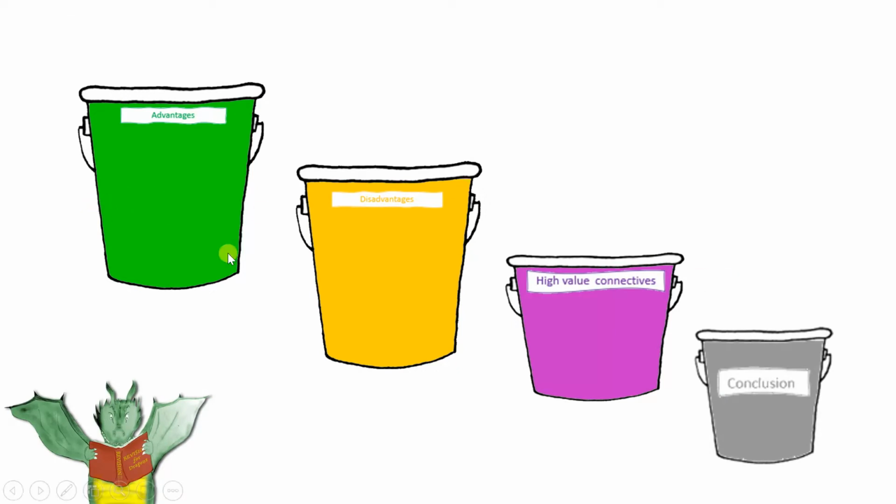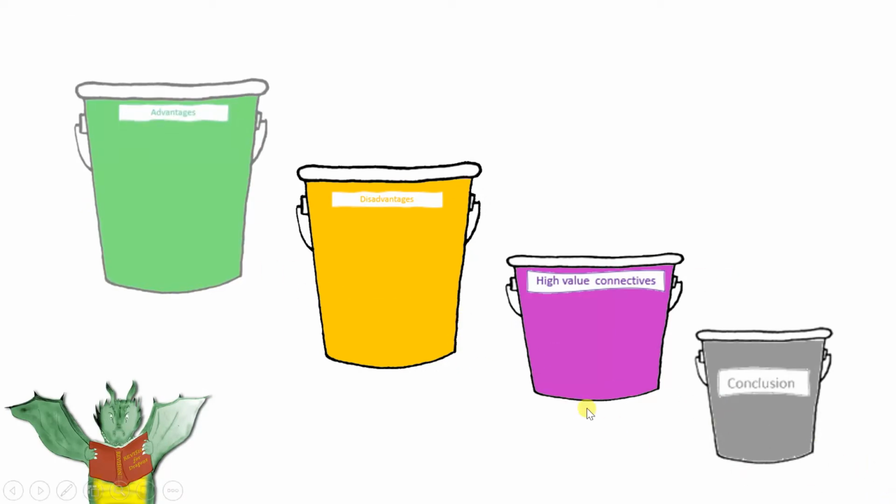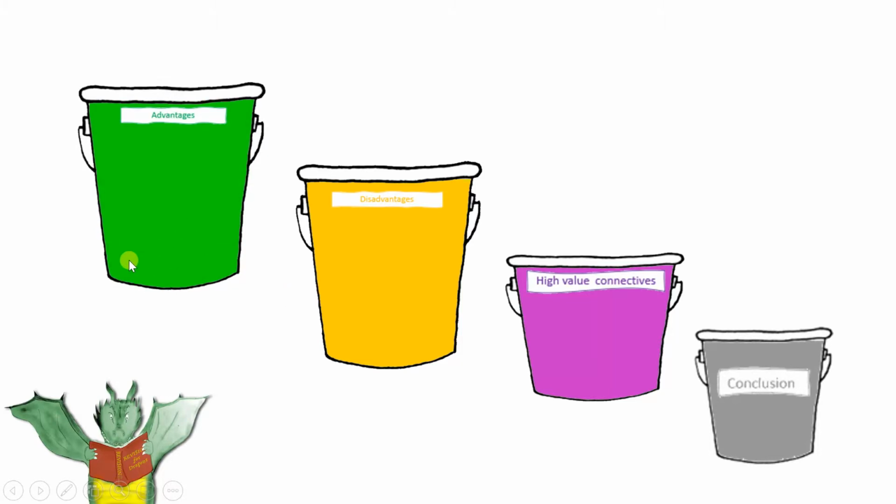And here's a reminder of the rainbow bucket method we're going to use for extended writing. In the green bucket you will find all the advantages. In the yellow bucket you will find the disadvantages. In the purple bucket you will find the high value connectives that you can select. And last but by no means least, it is the conclusion, and don't think that it's a smaller bucket that means it's less points. This is where you can get your killer points with your justification.